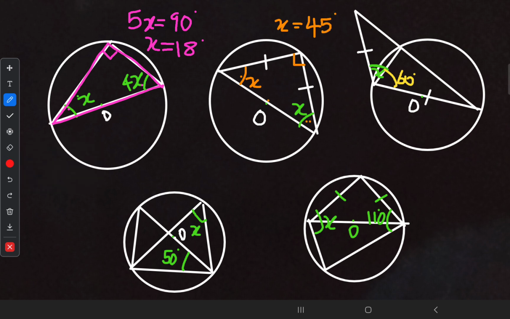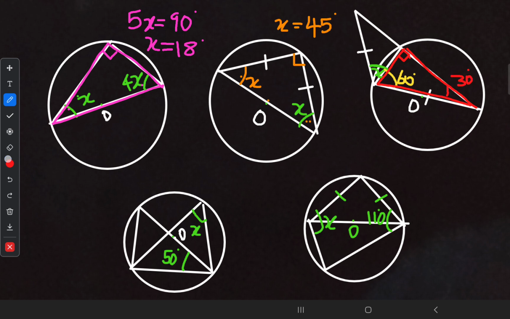Then for the next one, look at this triangle here. This would be 90 degrees. Why? Because that is the half circle triangle, which would be a right triangle. Another angle is given as 60 degrees. So 90 plus 60 is 150, and when you subtract from 180, this angle would be 30 degrees.